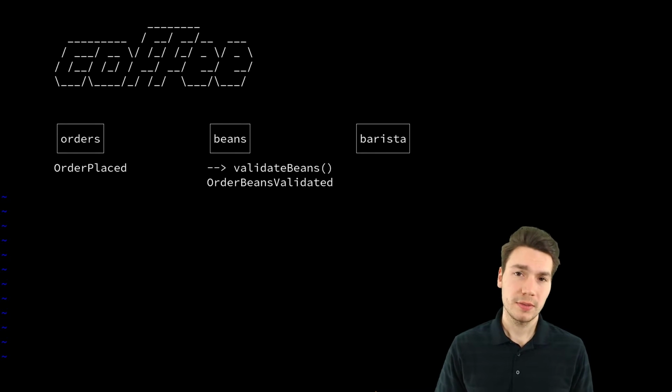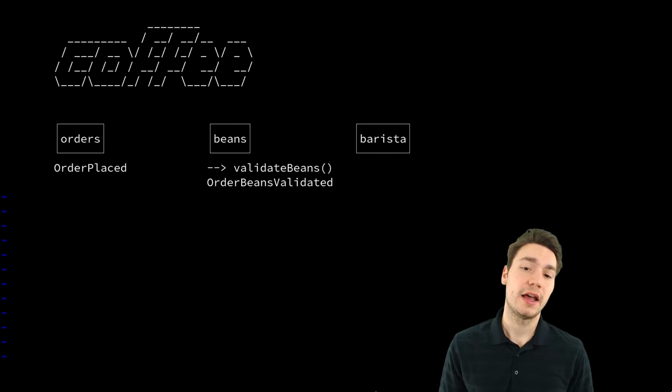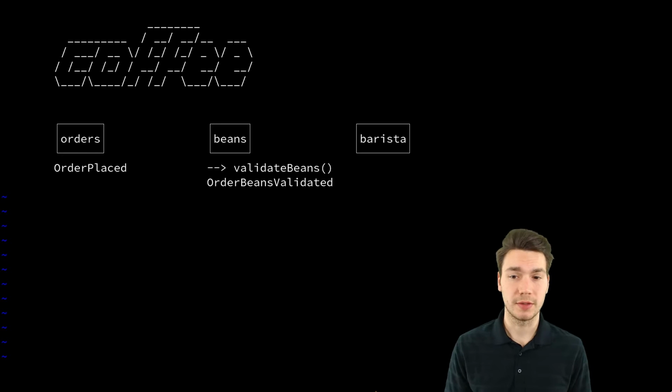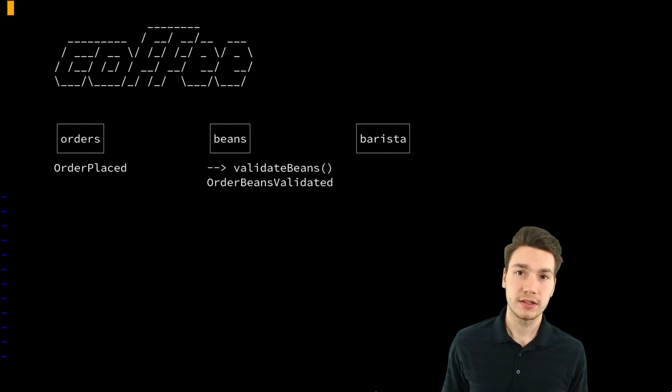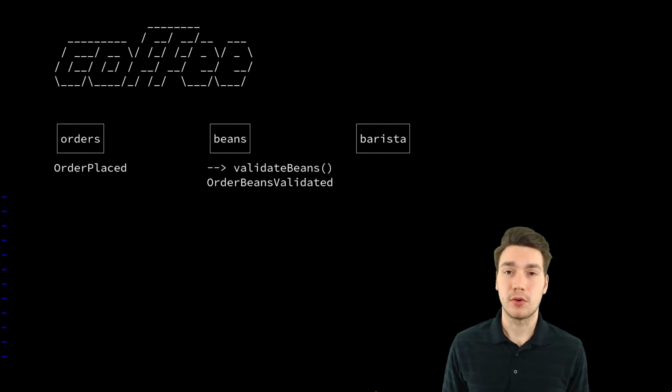So the order placed event gets consumed now by the beans module, by the beans write side, because there is an event handler that subscribes and is interested in various events, in that case the order placed, because when a new order comes in, we want to validate if the beans are available. So we call validate beans internally. That is a command in the beans write side. And then if they are available, then we fire a new event, order beans validated. And now it goes back to the orders, because we know, okay, as soon as the beans are validated, then we know that the order can be done. So we accept the order then.